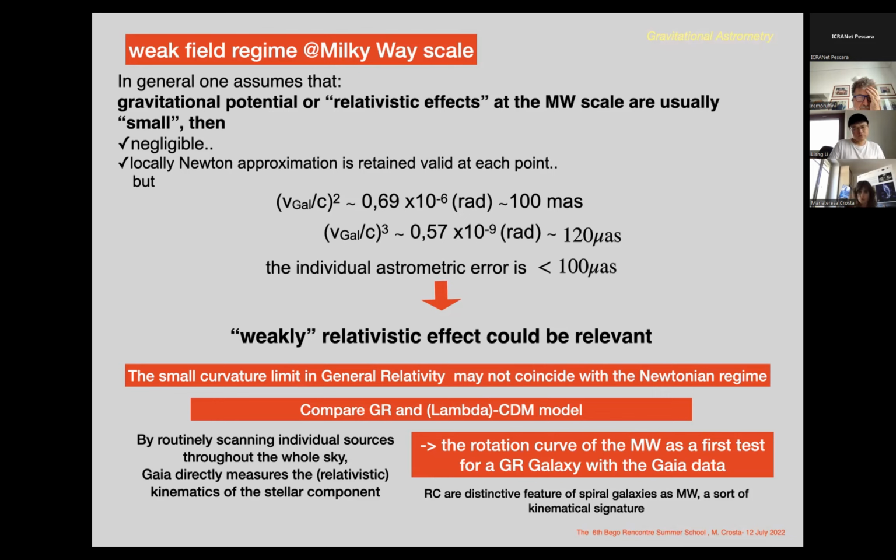so it is able, star by star, to trace the gravitational potential inside the galaxy, and the rotation curves are a distinctive feature of spiral galaxies, like a kinematical signature for each galaxy. So we decided, as a first test, to test, of course, the flatness of the Milky Way rotation curve.